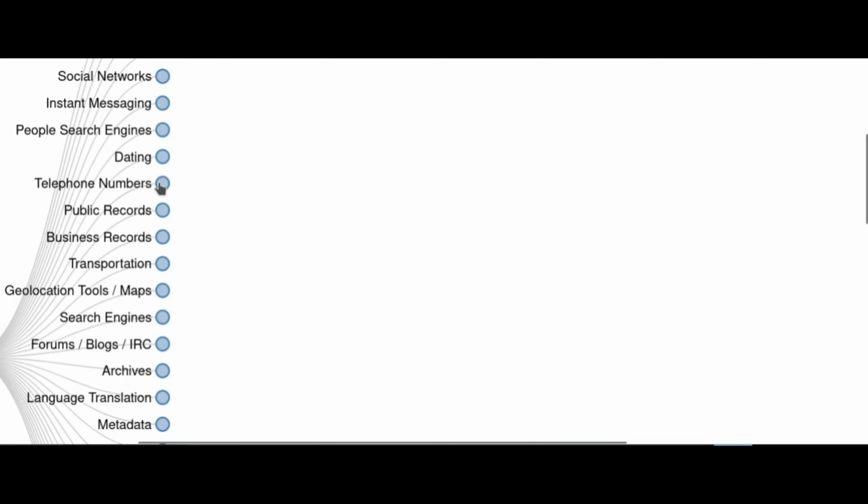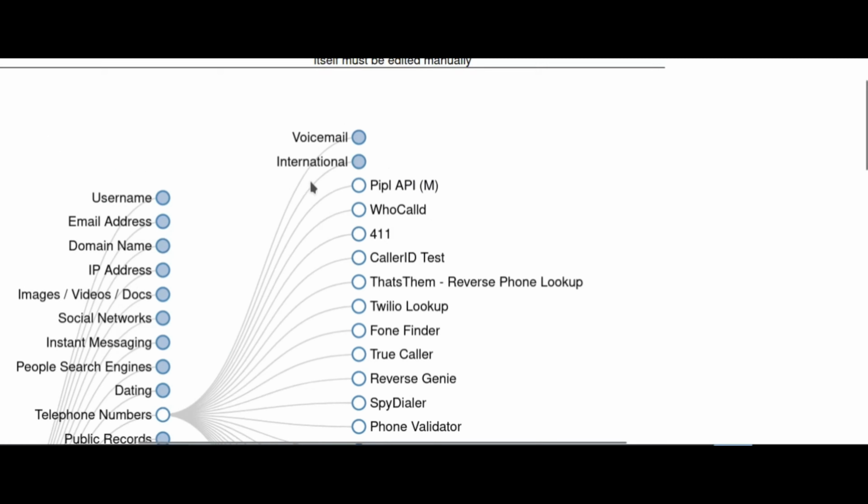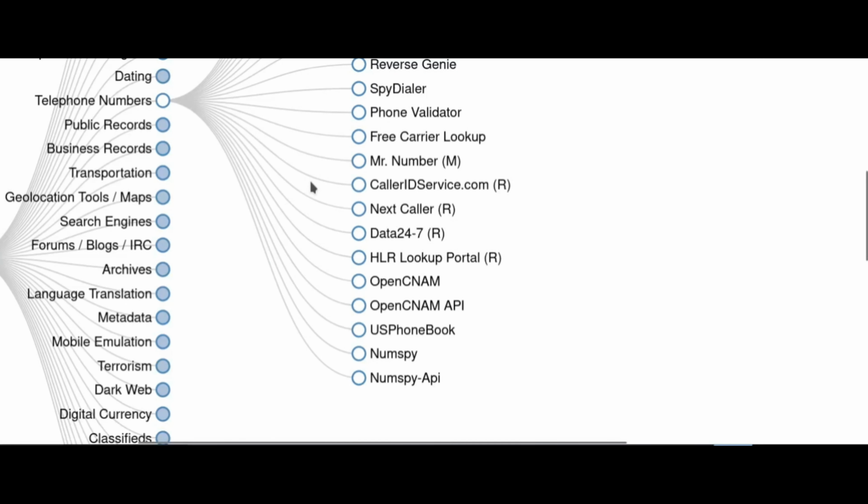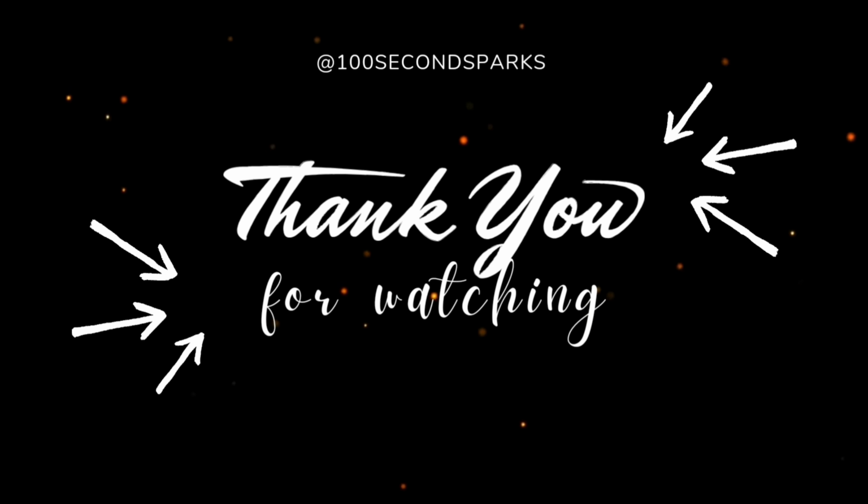Overall, the OSINT Framework website is a valuable resource for anyone who wants to learn more about OSINT or gather information from public sources. I highly recommend checking it out.